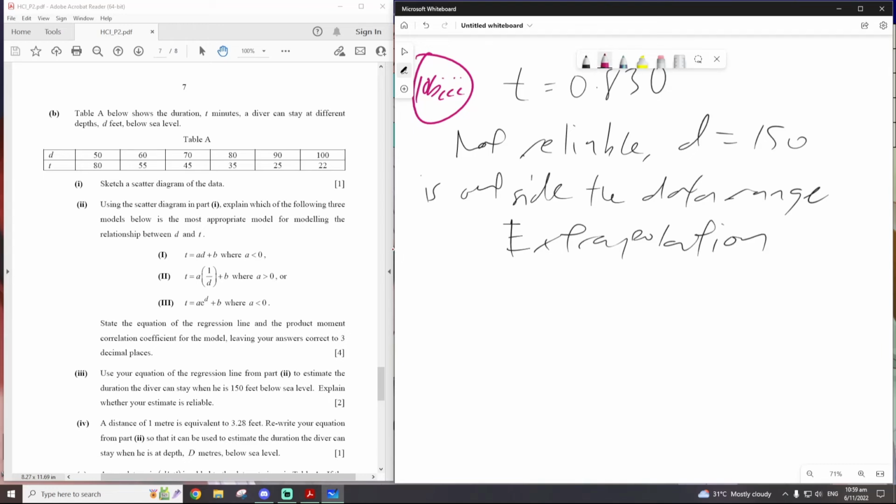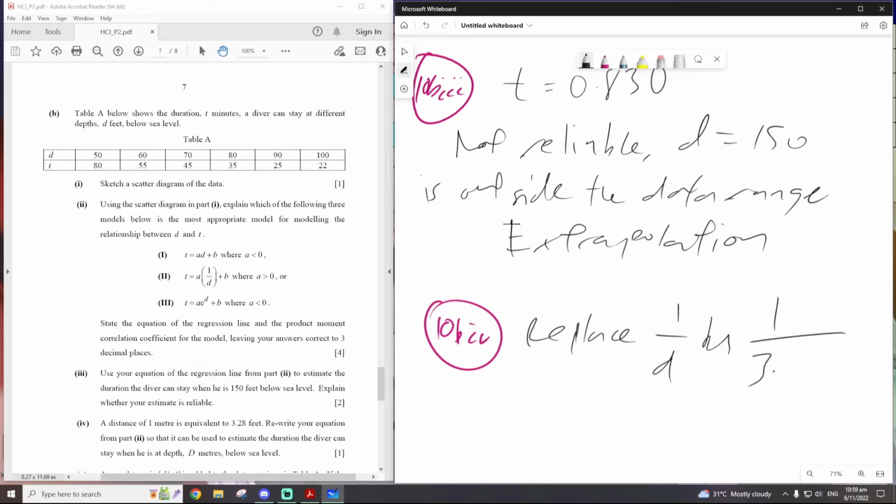Okay, a distance of 1 meter is 3.28 feet. Rewrite the equation from part 2. By the way, this did come out for A levels before, so don't be surprised. We simply replace D by 3.28D, or rather, replace 1 over D by 1 over 3.28D. This came out for my prelims as well, actually. I'm from ACJC, I took the 2022 prelims. I think the CNR was about cheese consumption or price, something like that.